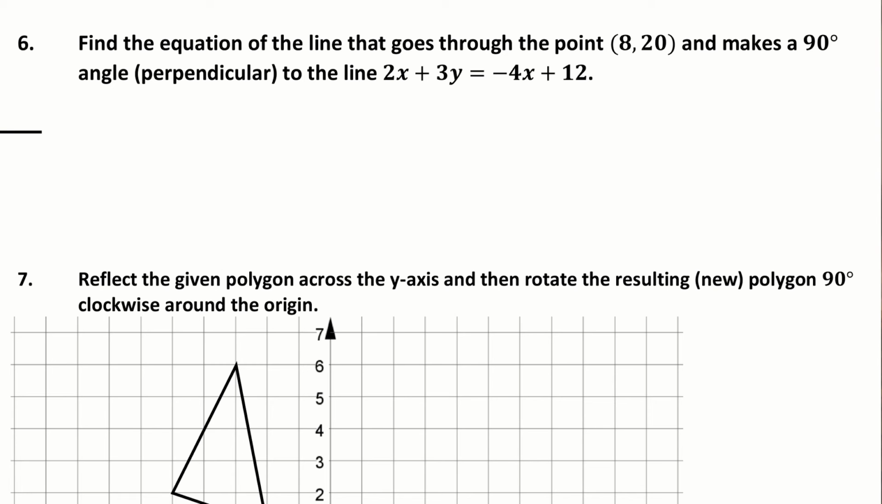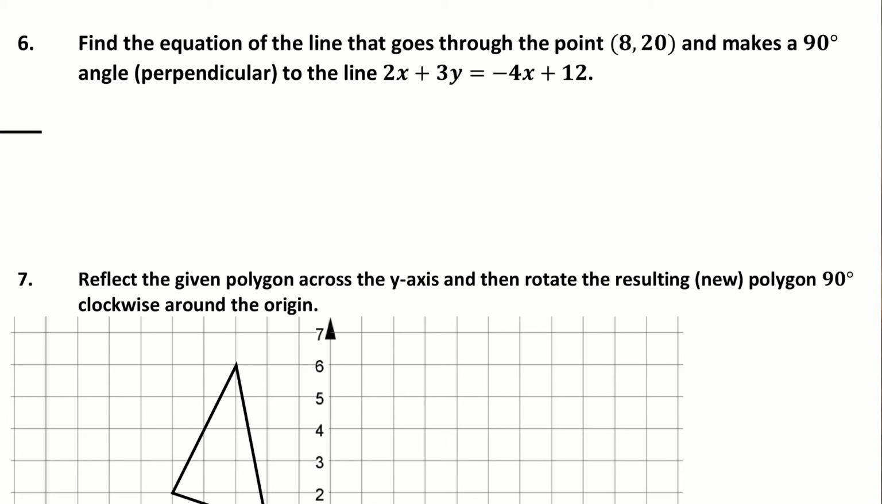Question 6, find the equation of the line that does two things. First thing, it goes through the point (8, 20). So I'm going to see a line that goes through the point (8, 20), and it has to make a 90-degree angle. That is to say, it's perpendicular to the line 2x + 3y = -4x + 12. So perpendicular lines, fun story.